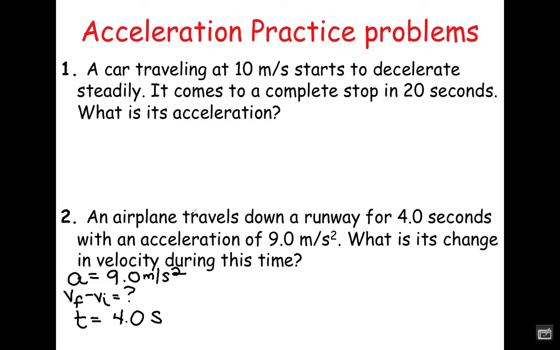So we take 9.0, and that is equal to vf minus vi divided by the 4. Now you need to be careful here. You need to multiply both sides by 4, and so we get 36 meters per second is equal to the vf minus vi, and that is our final answer.